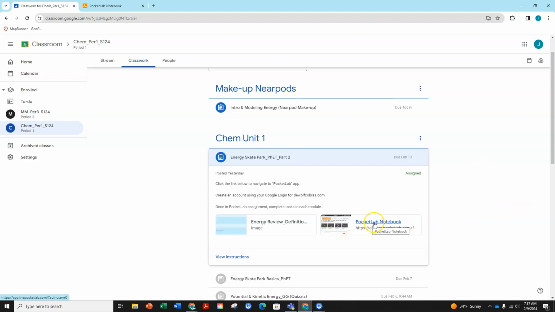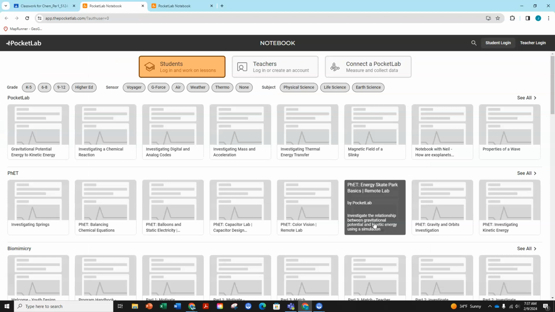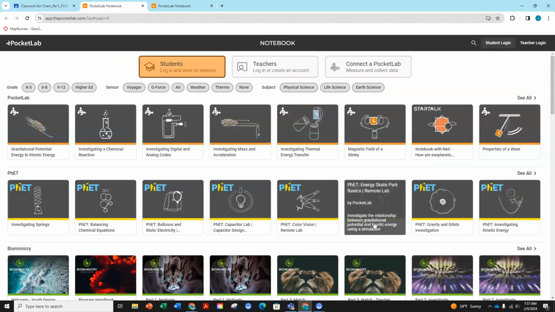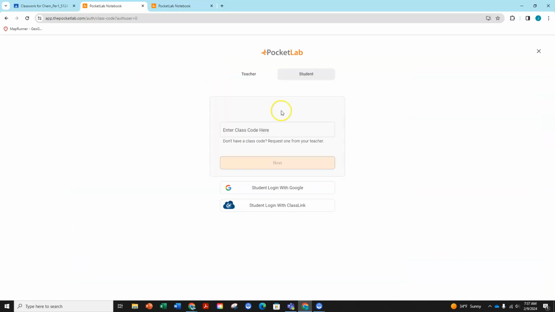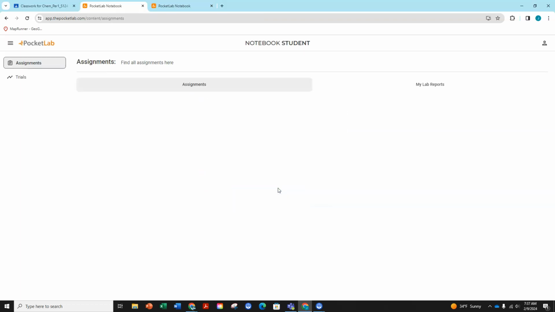Found this app called Pocket Lab that kind of lets us work within its own document, so we don't have to switch back and forth. So we're just giving it a try. You're clicking the orange Students Login button. There is no class code because you're going to log straight in with your Google credentials, the @wolfcobras.com, and you're going to come in here and you're going to see an assignment called Investigating Kinetic Energy.